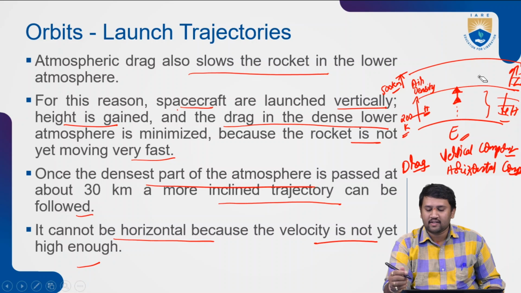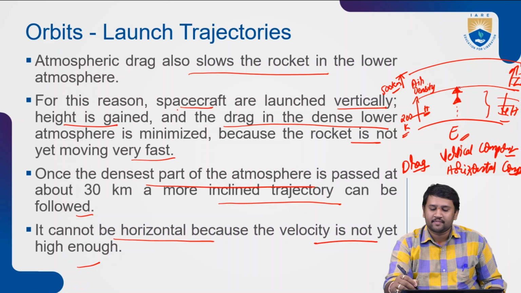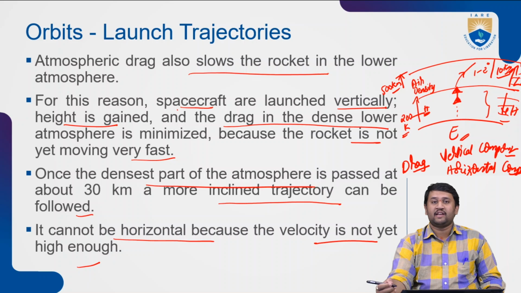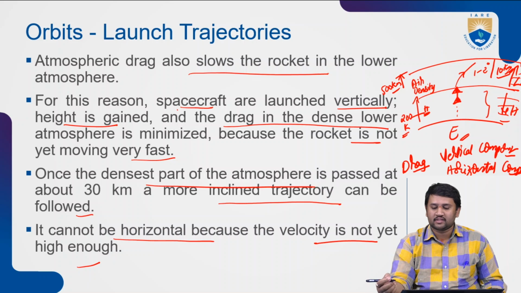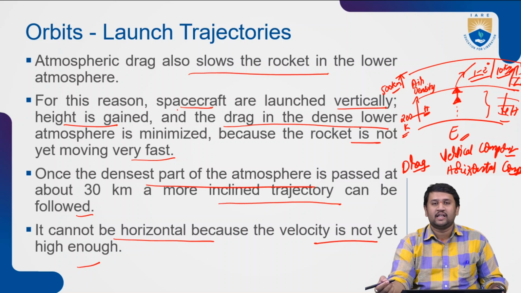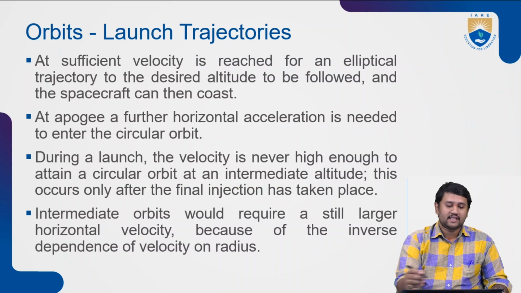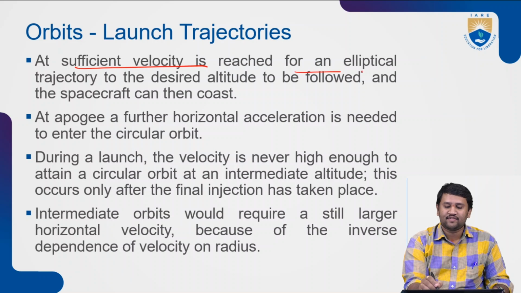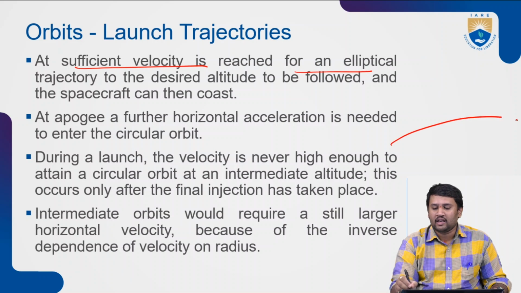So, in order to recover that, what we will be doing? We will be tilting it around 1 to 2 degrees per 10 kilometers that the vehicle travels. This tilt angle might be varied according to the type of launch we are making, and based on the vehicle's capability to gain certain height. Now, after which, what happens? At sufficient velocity, it reaches an elliptical orbit, right? Let's continue the same.